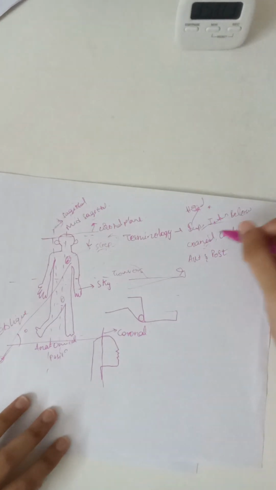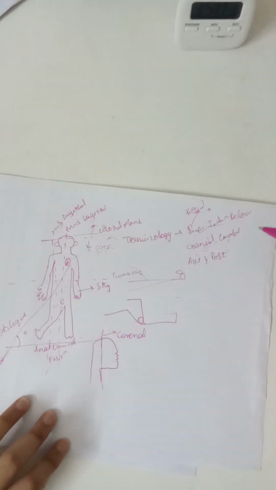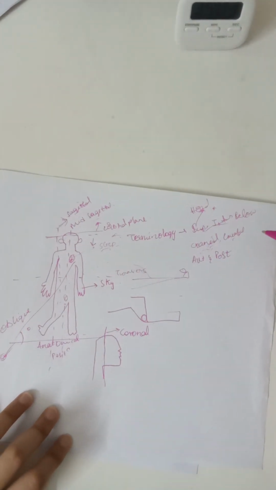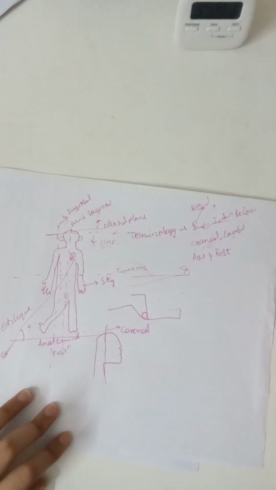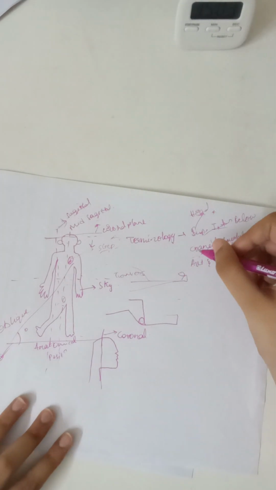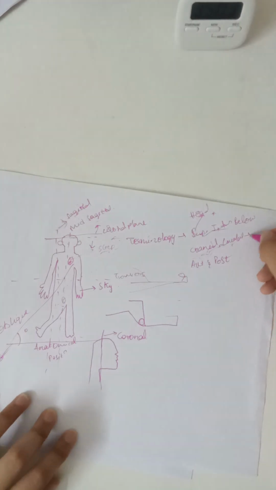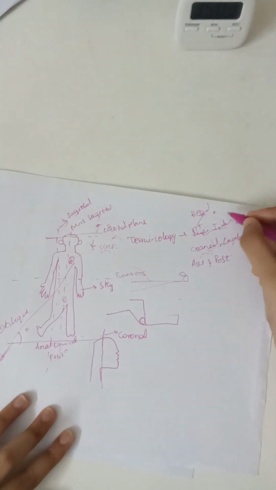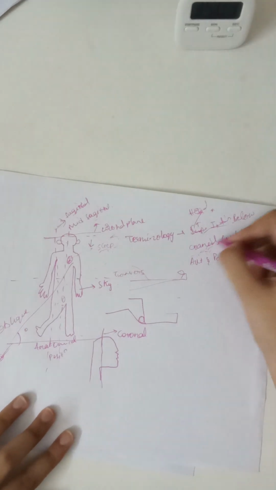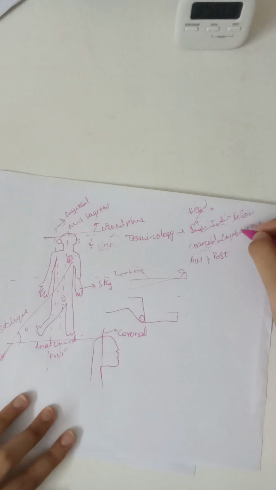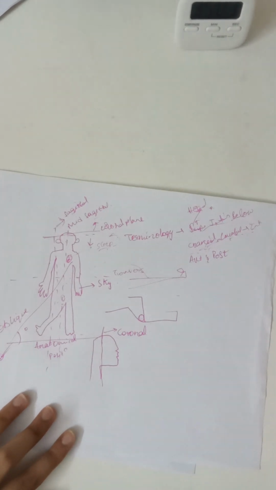Cranial means which is similar to superior, something near to head is cranial. Caudal means near to foot. It is mainly used in embryology. Superior means above, inferior means below. Simply, cranial caudal is used in embryology. Cranial means something near to head, caudal means something near to foot.